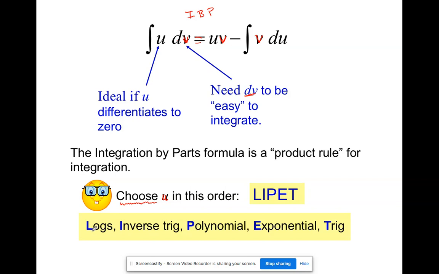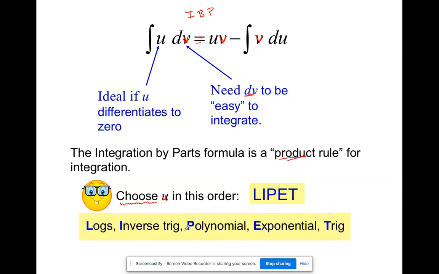When you have a product, right? Remember, your integrand is a product. One of the factors, if one of the factors is logs, choose that to be u. Next, you look for inverse trig, then polynomials, then exponentials, then regular trig.